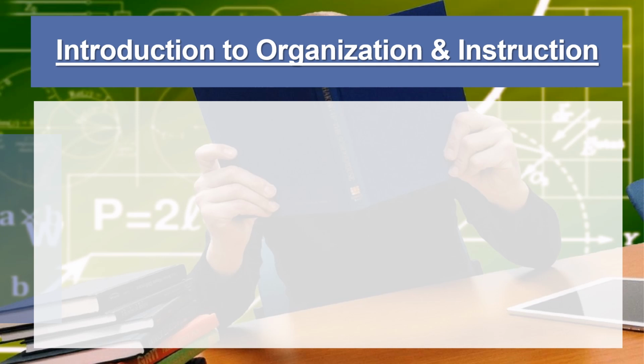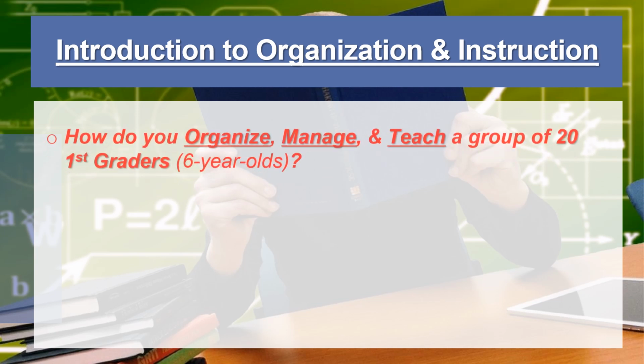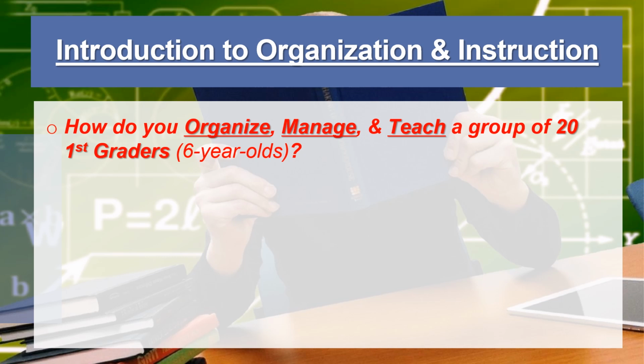But remember, we're going to go through the gamut here and go through a little bit of a sequence. So let's talk about organization, management, and then instruction. So how do you organize, manage, and teach or provide instruction to a group of 20, which would be a smaller class, first graders? Remember, first graders are probably 6 or 7-year-olds. So you can pause this and think about it. Think about how it could relate to your specific lesson you're going to teach, as well as more global.